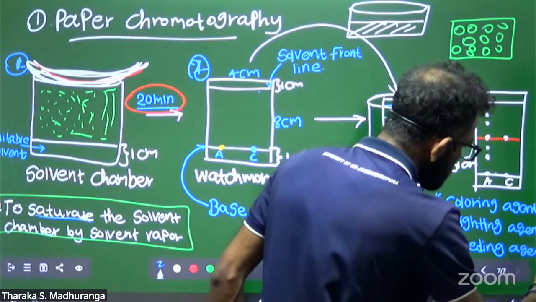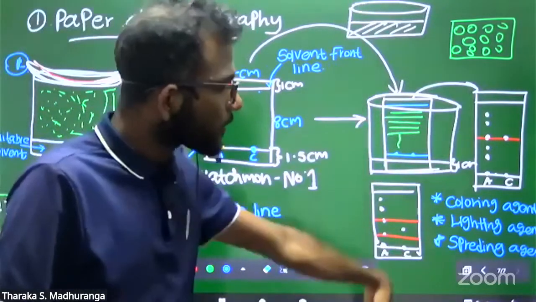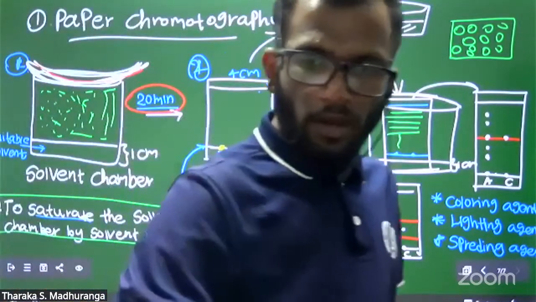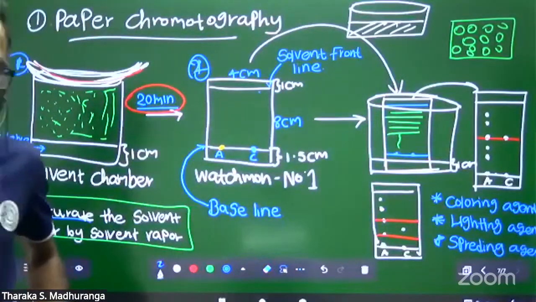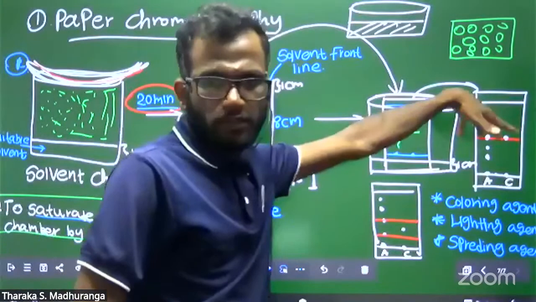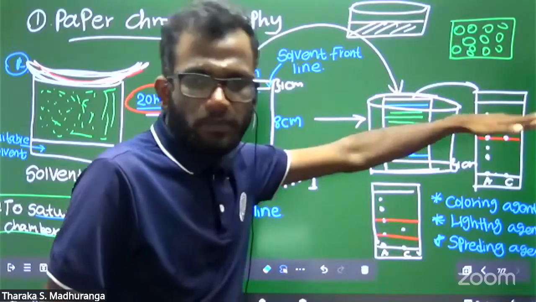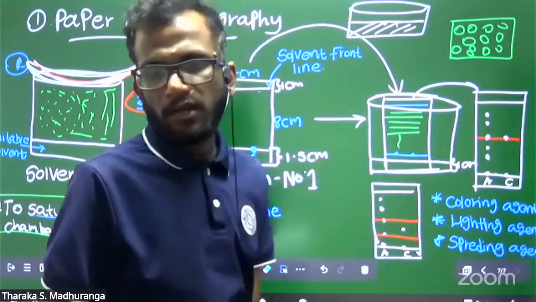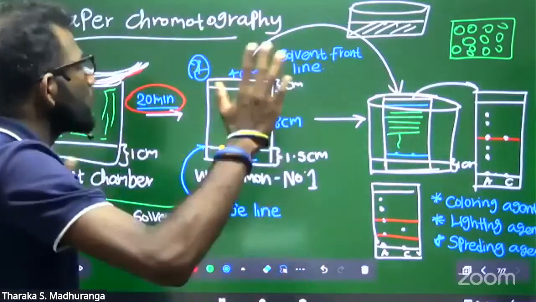At the end of this chromatography, I will give you what the coloring agents, lighting agents, and spreading agents are. I will give you all. Up to now, remember it like this. If I told everything now, it would confuse you. Somehow, by these methods we can observe. After observing, if the levels are the same, we can identify the compound. That's all about paper chromatography.